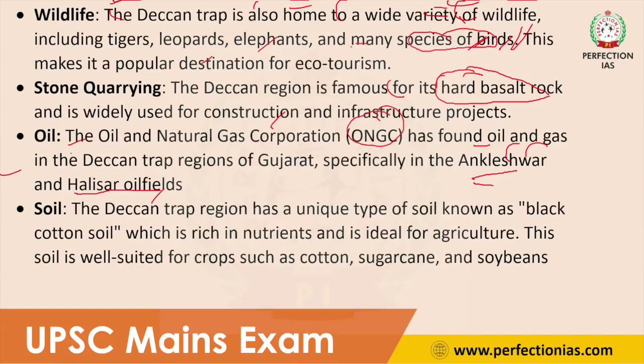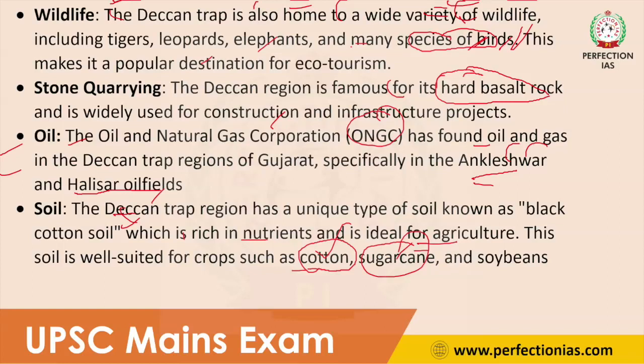And again, we have already seen that this region contains black cotton soil, which is rich in nutrients and ideal for agriculture. The main crops of this black cotton soil are cotton and sugarcane. So these are the important natural resources found in this region.